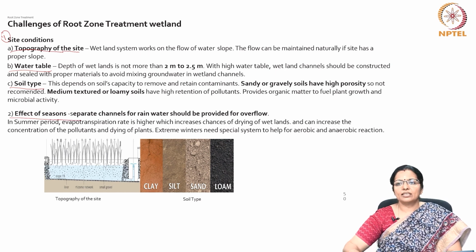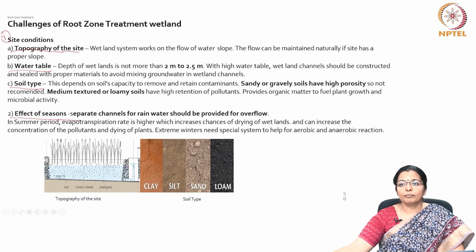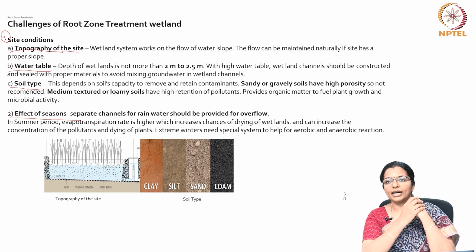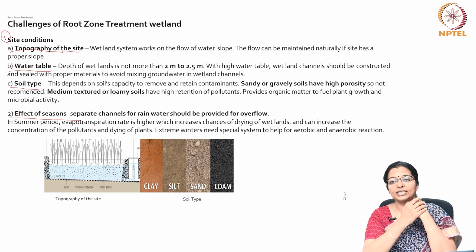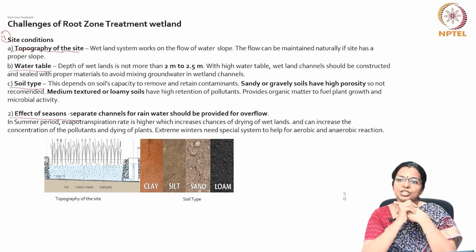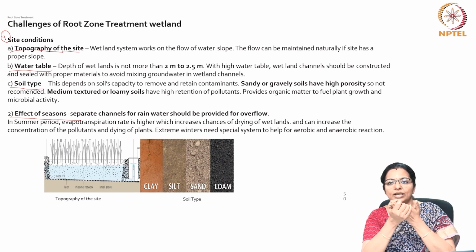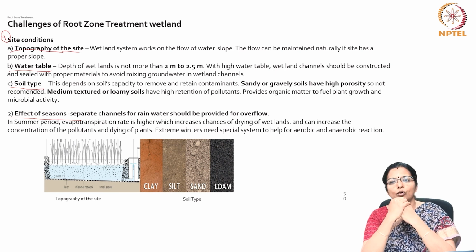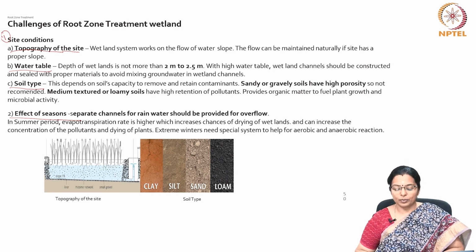So separate channels must be there for rainwater. Otherwise, this can flow into the tank or into the system and cause an overflow. In summer, the evapotranspiration rate is higher, which increases the chances of drying of wetlands. And this can increase the concentration of the pollutants and cause dying of plants. Extreme winters need a special system to help the aerobic and anaerobic reactions.